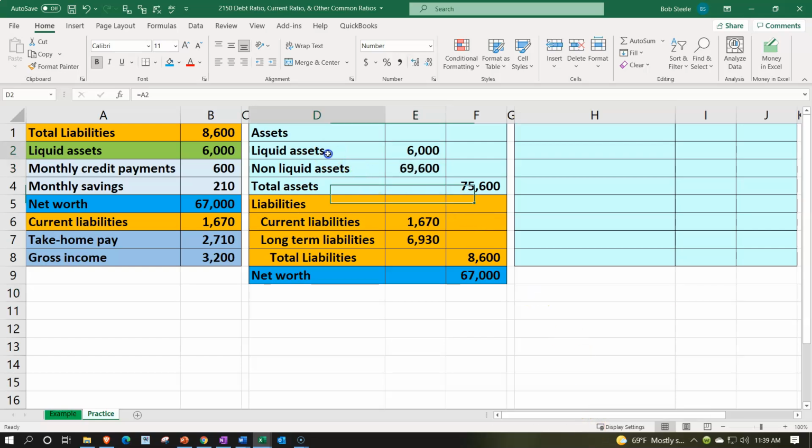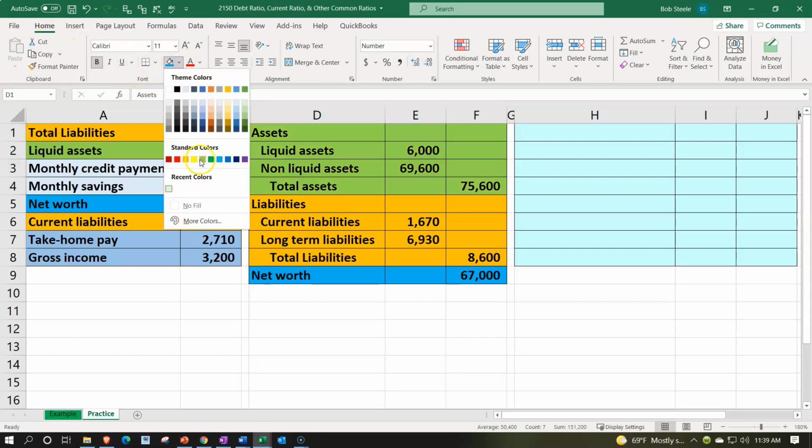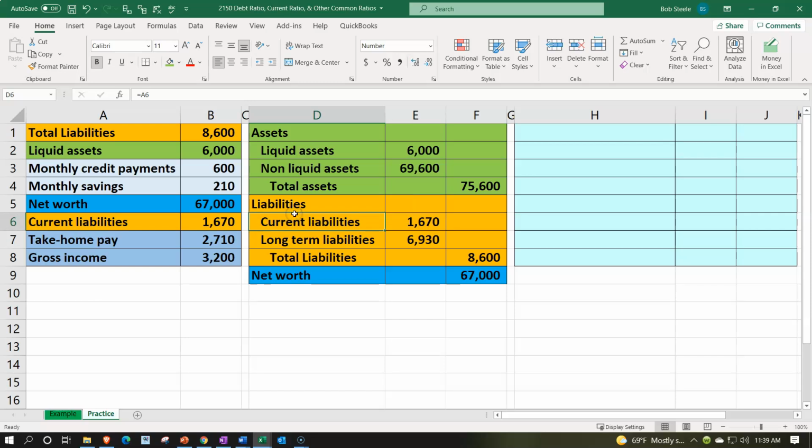So then we'll indent this. Let's indent these items by going to the Home tab, Alignment, Indent. We'll indent this one again, Home tab, Alignment, Indent it again. And then let's go ahead and make this a green category, Home tab, Font group, and make that green. So that's basically our balance sheet.